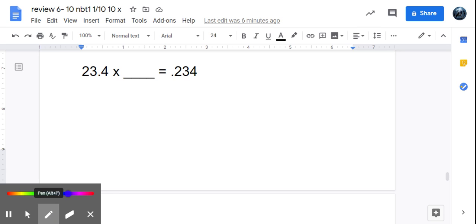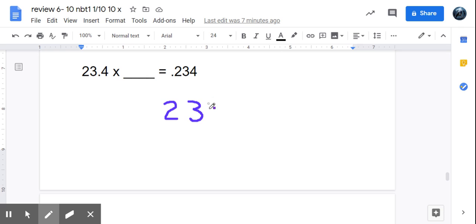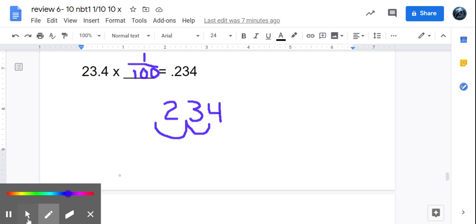So the question you need to think about is, how many times did that decimal move? Well, it started out here, and it moved to here. So it moved 2 times. I'm going to need 2 zeros. It went from big to small, so I need a fraction. So 1/100th is your answer. Great job so far, guys. Next problem.